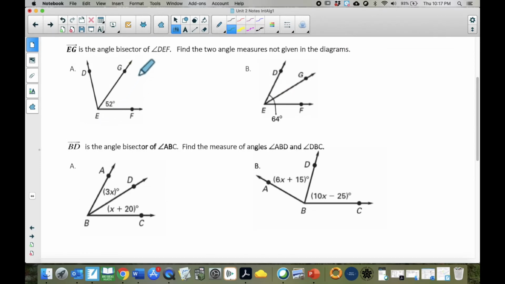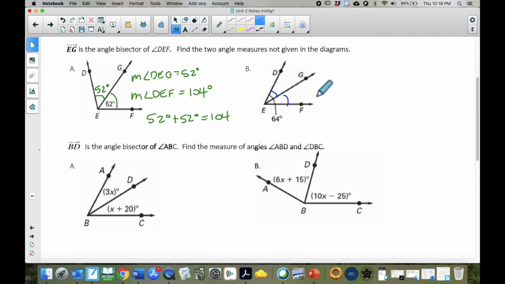If EG is the bisector of angle DEF, find the two angle measures that are not given in the diagrams. Okay, if this is the angle bisector, then this part is congruent to this part. In other words, if this is 52, this one is also 52 degrees. So it says find the two angle measures. We could say that the measure of angle DEG is 52 degrees. And we could also say that the larger outside angle is 104. And if you're not sure where I got that 104 from, I added 52 plus 52, and that gave me 104.